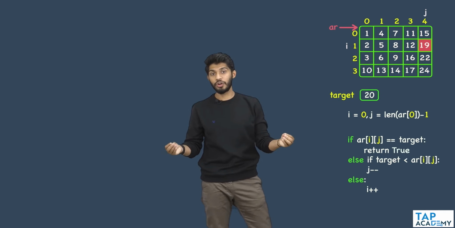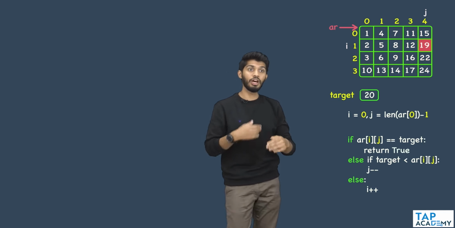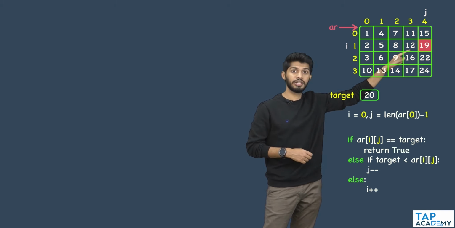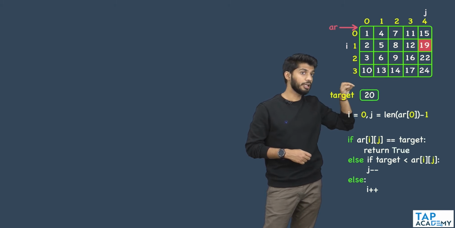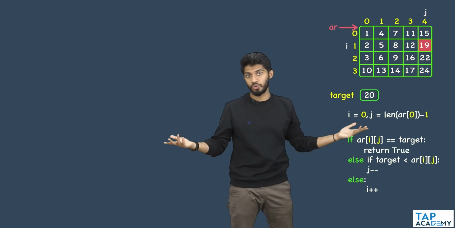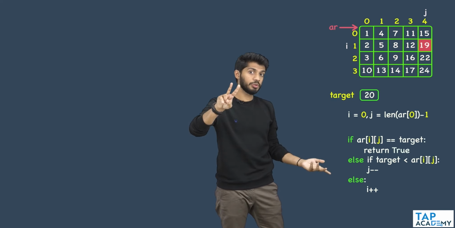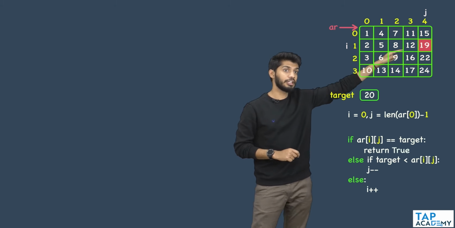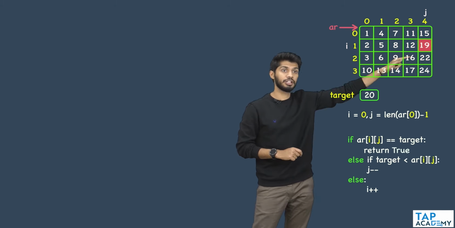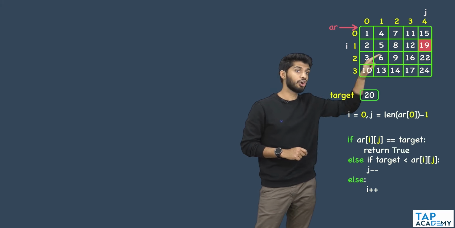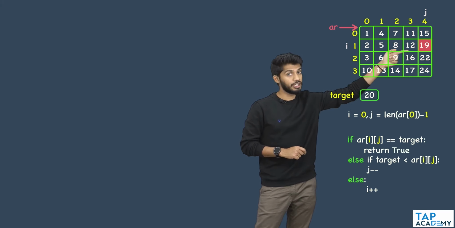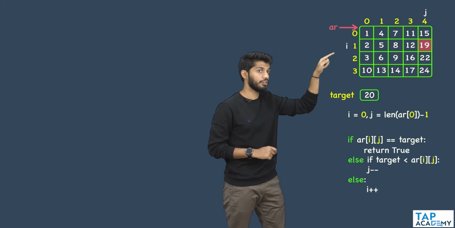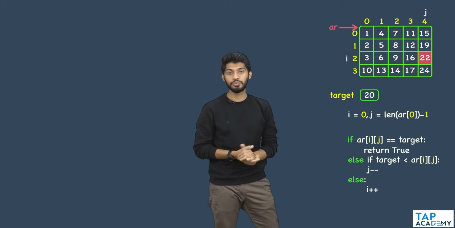Now the value of i would have become 1. Now I need to check. Now the element that I have selected is 19. So I will check, is the target element equal to 19? Is it equal? No. Since it's not equal, two more possibilities are left. Is the target element lesser than 19 or is the target element greater than 19? So 20 is definitely not lesser than 19. So 20 is greater than 19. So the element exists below this. So what I need to do, increase the value of i from 1 to 2. That's all I have to do.